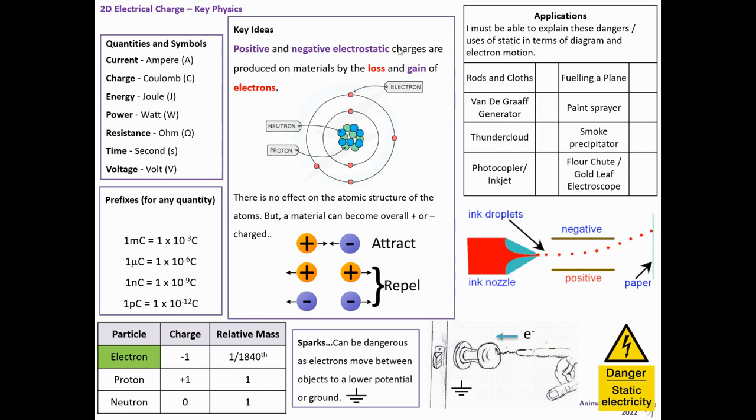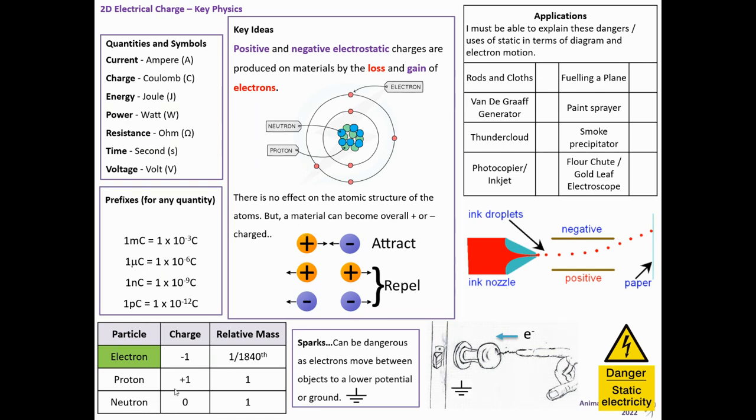Key ideas, so positive and negative electrostatic charges are produced on materials by the loss and gain of electrons. So it's just a particle out here. Some students drift into talking about neutrons and protons. Don't do that. We're just talking about electrons. So there's no effect on the atomic structure of the atoms, but a material could be positive or negatively charged overall by the removal of one of these particles. So we either get attraction or repulsion.